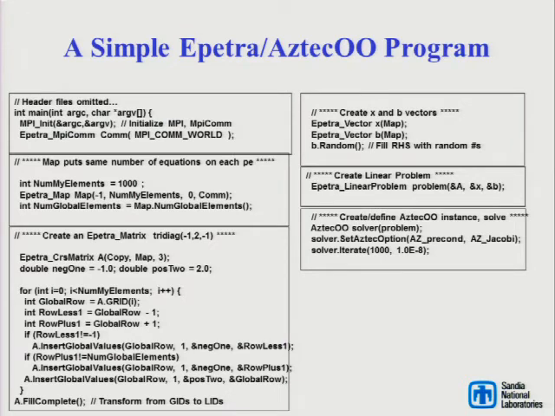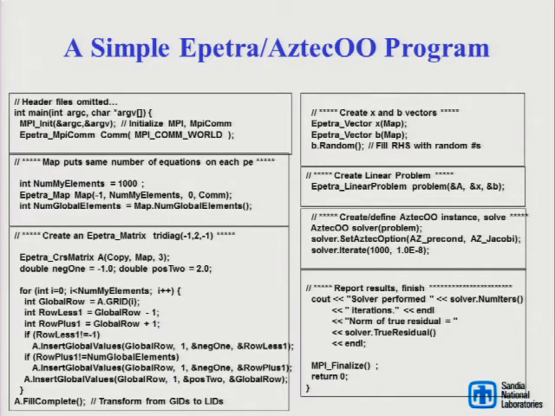I want a solver for it. So I say Aztec OO, have a problem. Takes a problem. And then, OK, how do I want to precondition it? I say, all right, I use Jacobi, please. And then solve 1,000 iterations with a tolerance of 10 to the -8.